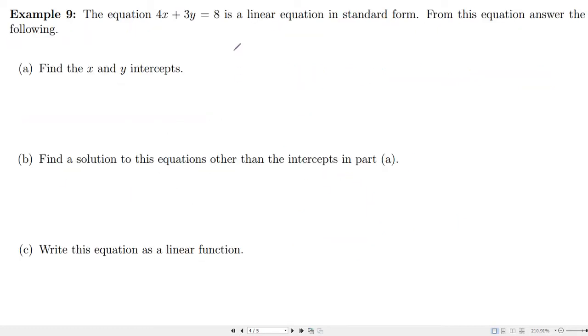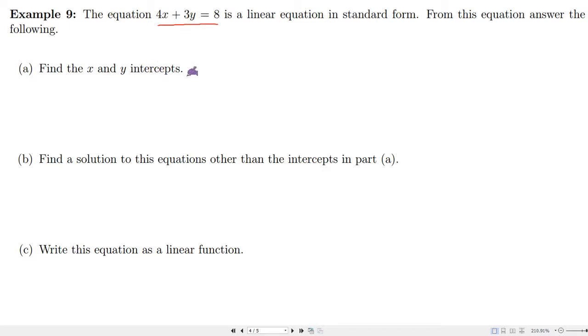So in this example here, I'm giving you this linear equation, and it's written in standard form. Remember, we had a standard form for a linear equation, and it looks like this. You have a constant in front of x plus a constant in front of y equals a constant term. And from this, we should be able to answer the following questions about the linear equation.